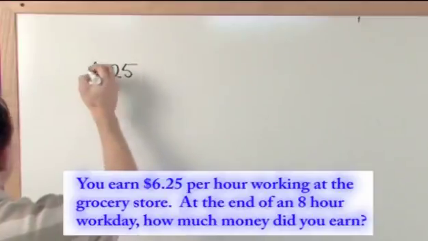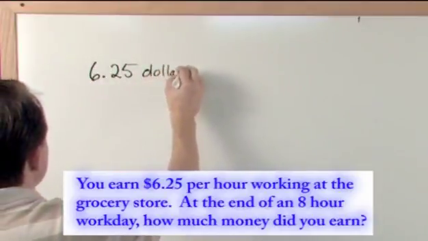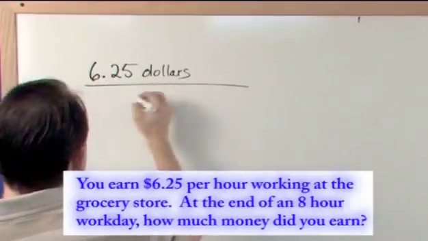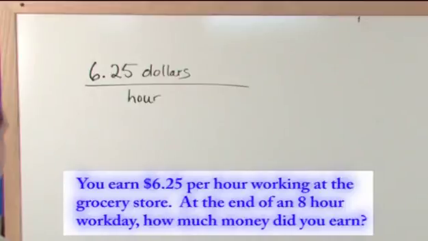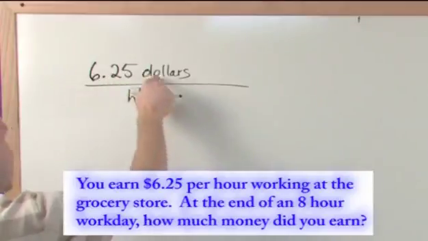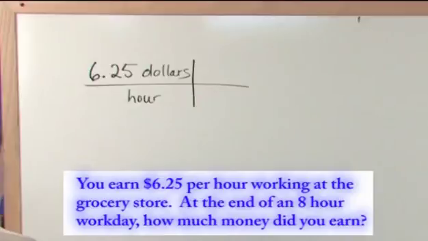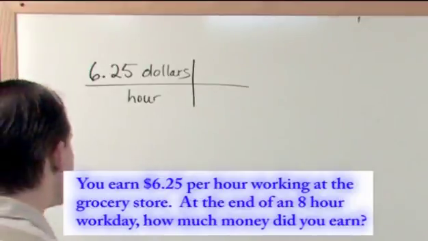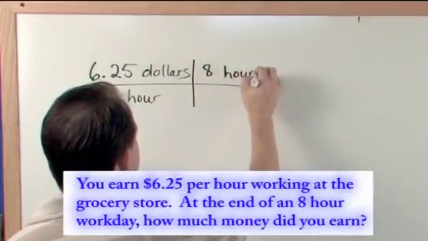$6.25 per hour is what you make. So that's dollars per, that's what this line means, hour. So far, all I've done is write down what the problem says. You make $6.25 per hour. We draw a little line there, and now we're going to try to decide if we should multiply or divide by the 8. We already know we're going to multiply by 8 hours, so let's put it there and see what happens.